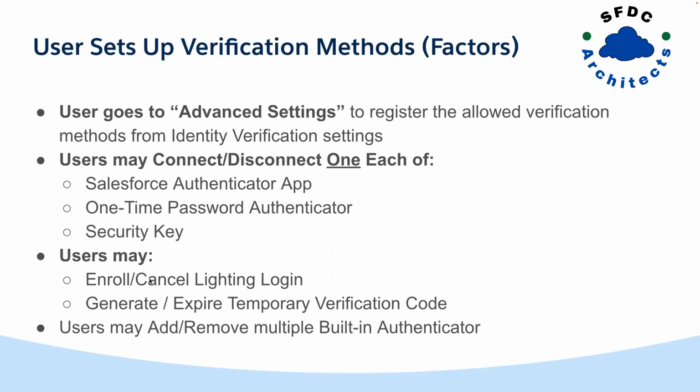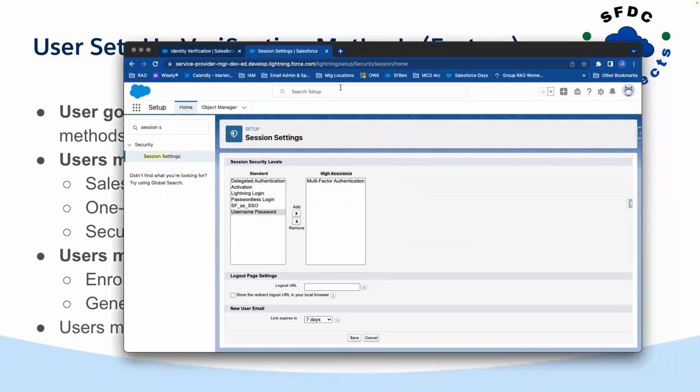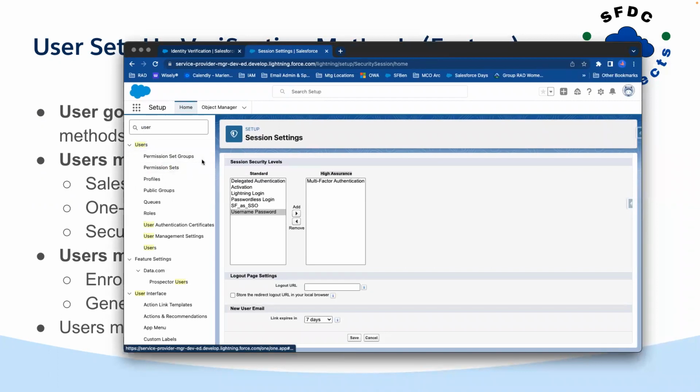They may also enroll in Lightning. They can create their own temporary verification codes if for some reason they need to have that available. And they can add or remove multiple built-in authenticators. So if your computer has both a fingerprint scanner and, what's the other one called, Touch ID or the facial recognition one, you can have multiple authenticating methods. So let's look at what that looks like. I only have some of them set up because in my dev org, I don't have a security key or some of the other things.